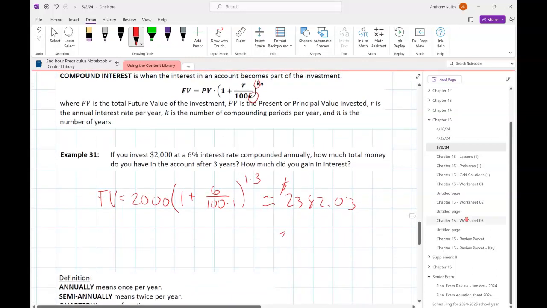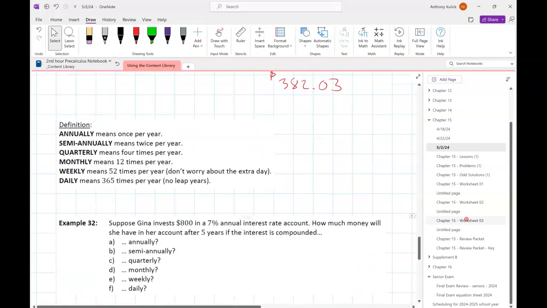And so, how much did we earn in interest here? Something like that. Cool beans. So your K's, depending on the verbiage in your problem: annually K is 1, semi-annually K is 2, quarterly K is 4, monthly K is 12, weekly K is 52, daily K is 360. Just grinding through a little bit of vocab. Sometimes we don't remember how many weeks are in a year, so we wrote it down just in case.